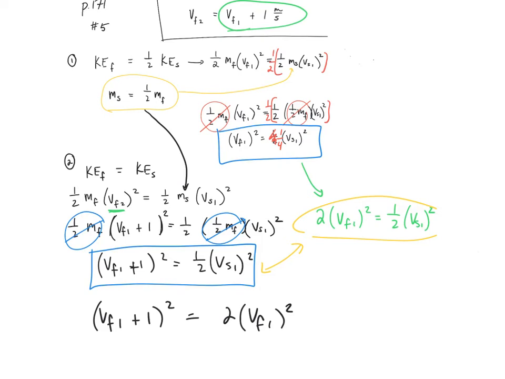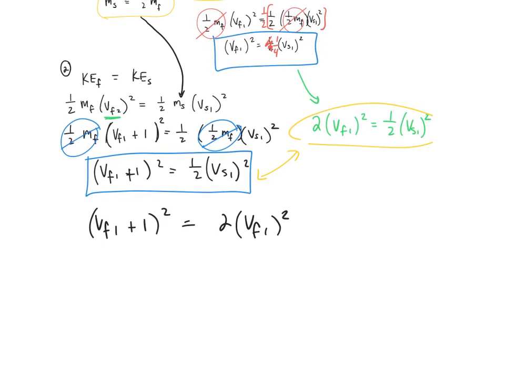Now, the other option is to take the square root of both sides, right? We can take the square root and put this as a radical 2 right there. And if we take the square root of this side, this becomes VF plus 1. That works also instead of taking a quadratic into play here. So you can make a quadratic by FOILing it out and then solving, or like I'm saying here, we square root both sides. We get VF1 plus 1 equals the square root of 2 times VF1.